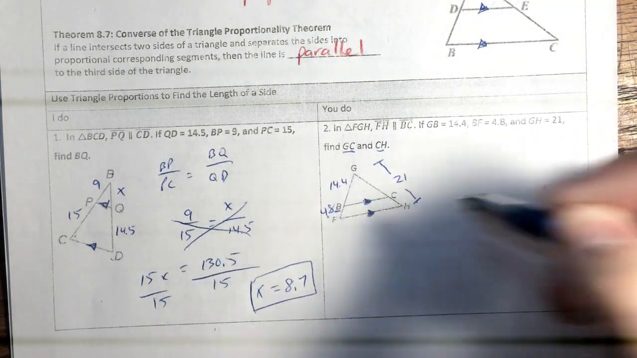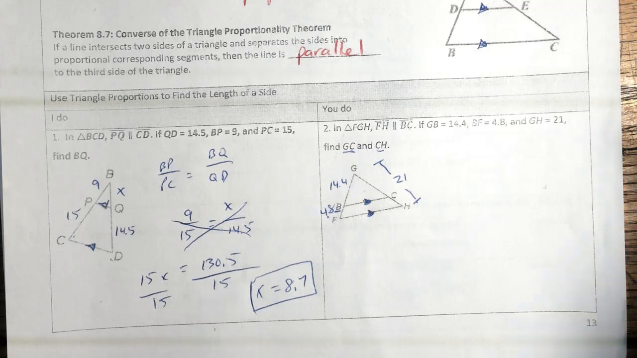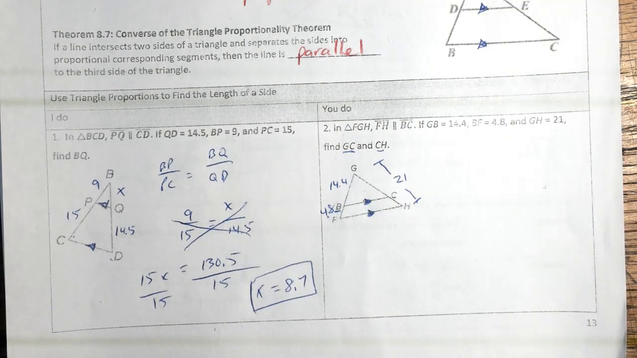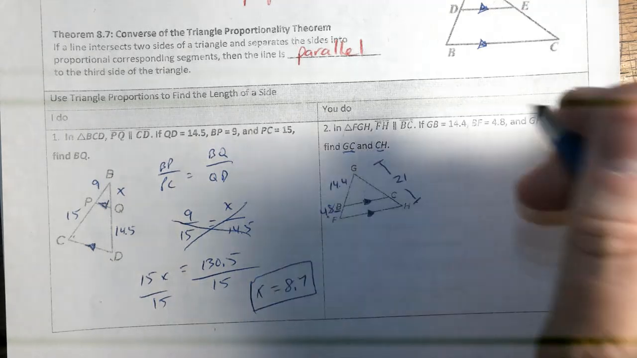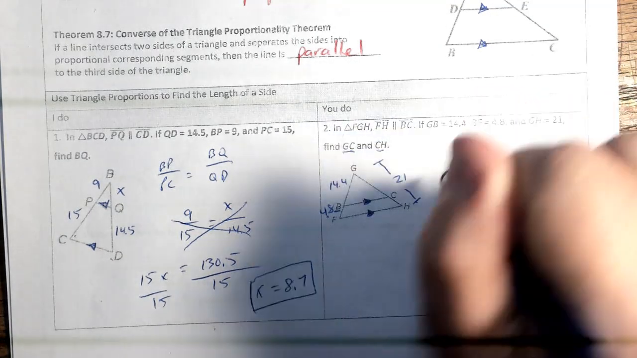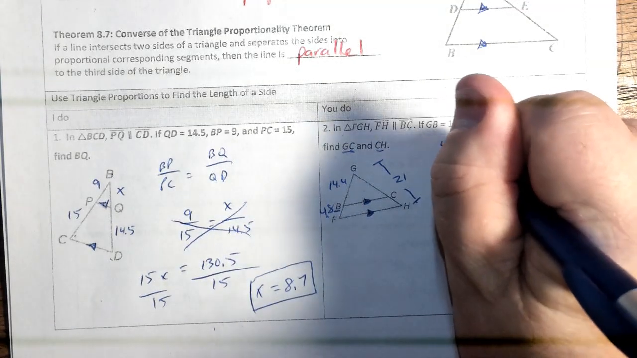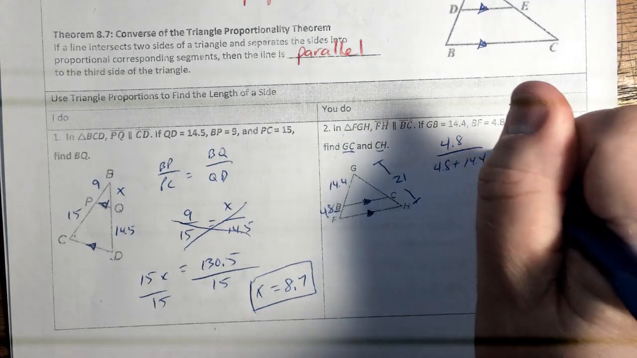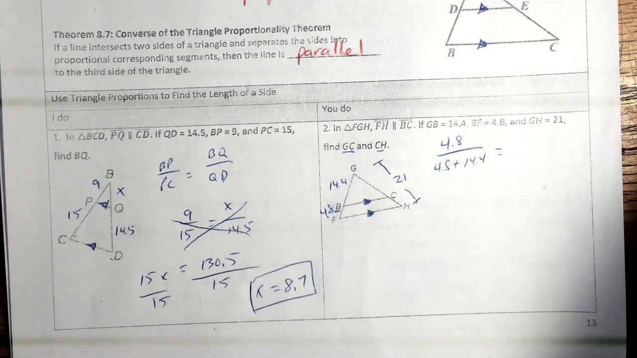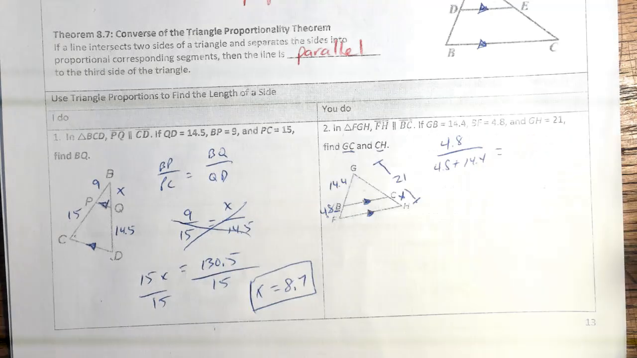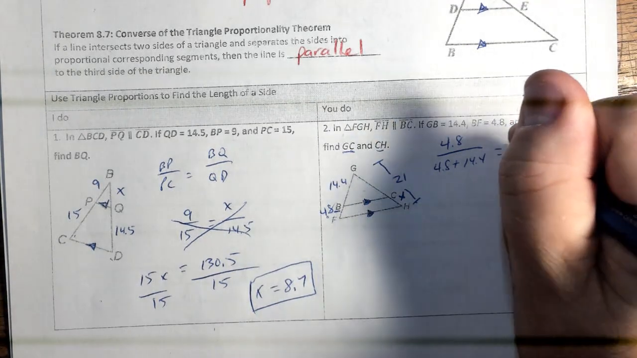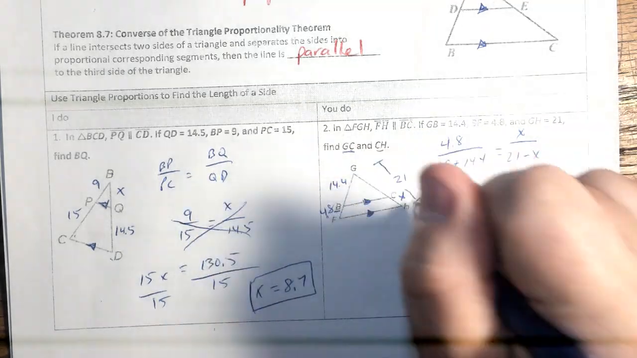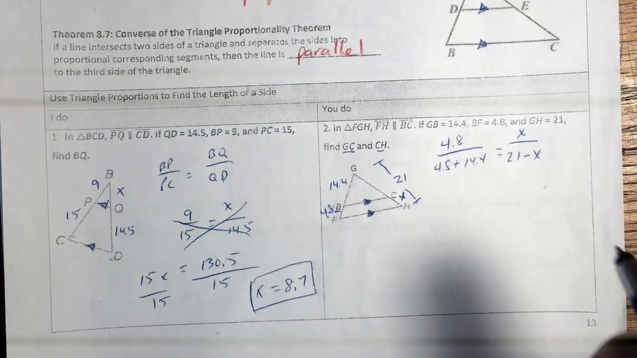So we have 21, and we're going to use the whole length to find one or the other, and then we'll just subtract it. We put our little side, 4.8, over the whole, 4.8 plus 14.4. And then the other side, we'll start with CH. We'll call CH X. So CH is on top, X, and the whole thing is 21 minus X, whole minus the piece.